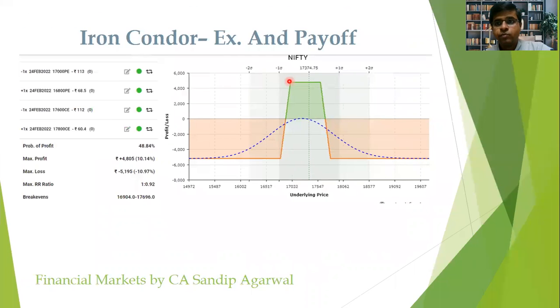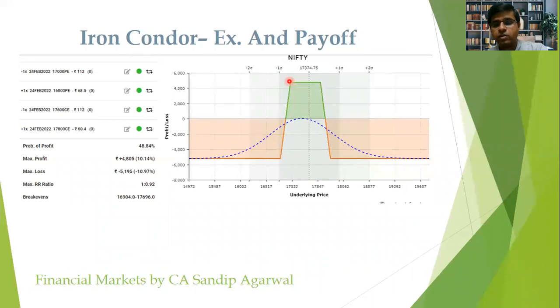So basically, these two strategies which we have discussed in this video, iron butterfly and iron condor, which are a variation of the short straddle and the short strangle, are to be applied only when the person expects the market to remain sideways or to move in a very tight range of plus minus 1-2%. Then only the person can make profit in this case.